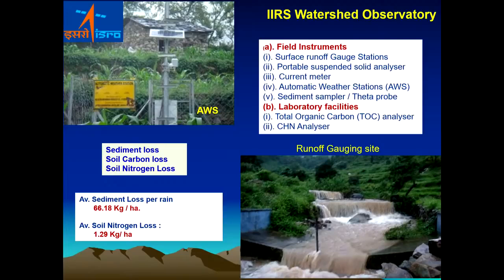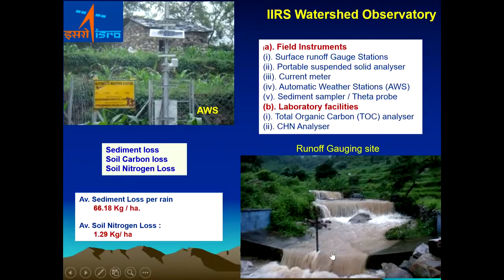To study this, the Indian Institute of Remote Sensing developed a watershed observatory to test all these models. We established automatic weather stations in one small watershed of 58 hectares of land. When runoff water is coming, we measure how much water is coming, how much sediment is coming, and how much nutrient is getting lost.